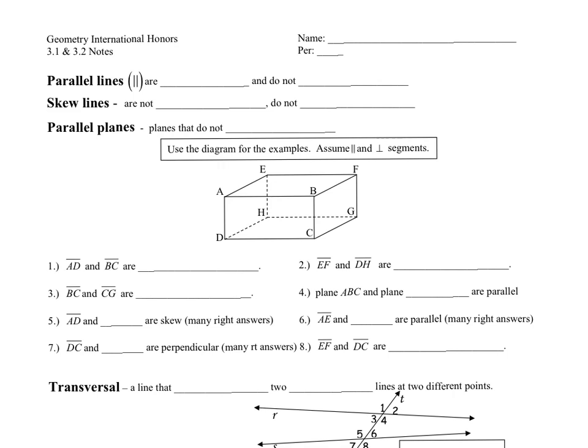We say parallel lines are lines that are coplanar. They lie in the same plane, but they do not intersect. So think like railroad tracks would be a good example of parallel lines. Skew lines, now we've talked about these in class. Skew lines are lines that are not coplanar. So they do not lie in the same plane, and they also do not intersect. We'll look at some examples of skew lines in just a minute.